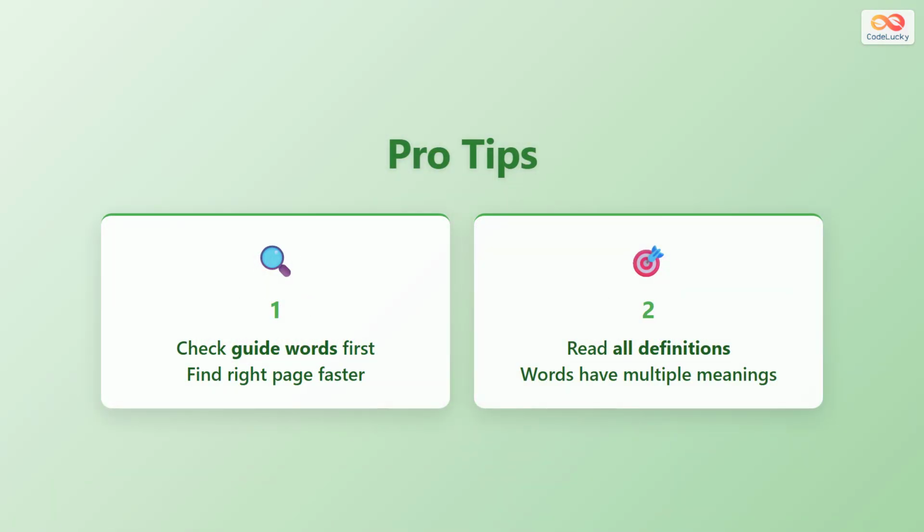Here are two essential tips for using a dictionary effectively. First, always check the guide words at the top of the page before you start searching. This technique helps you find the right page much faster instead of flipping through many pages randomly. Second, read all the definitions provided. Words often have multiple meanings, and the most common meaning might not be the one you need. By reading every definition, you understand the word completely and know which meaning fits your context. These simple habits will make you a dictionary expert.